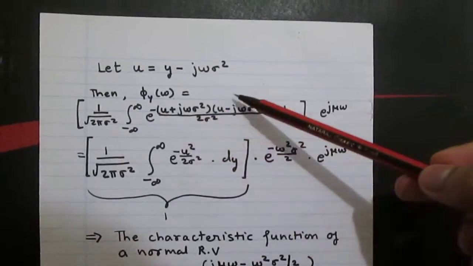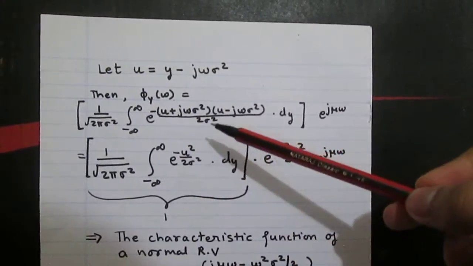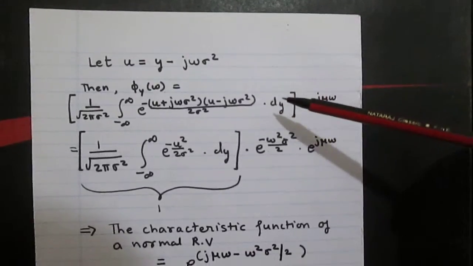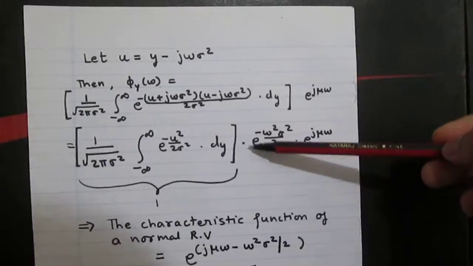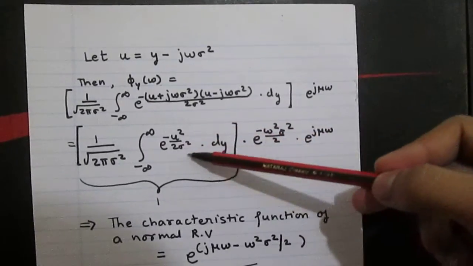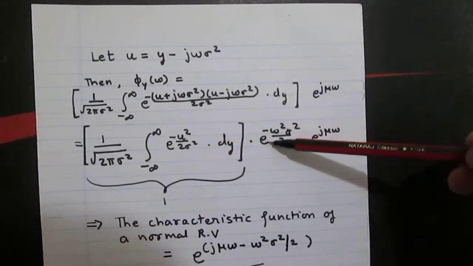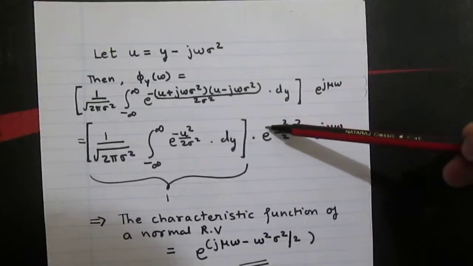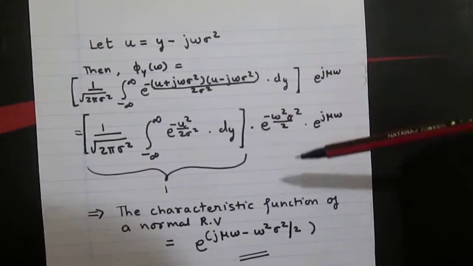Now these two terms can be simplified as u square minus j omega sigma square whole square, which the resultant can be seen in this equation, which forms e power minus u square by 2 sigma square and e power minus omega square sigma square by 2. Now this minus term came because of the squaring of this j term in the last step.